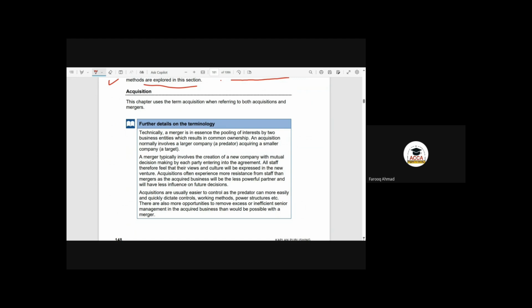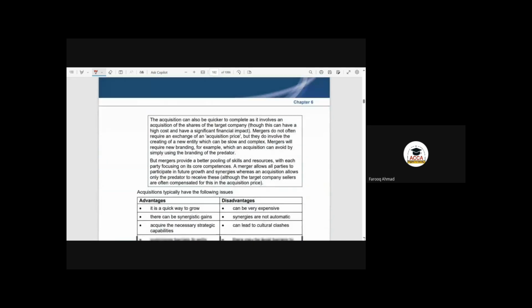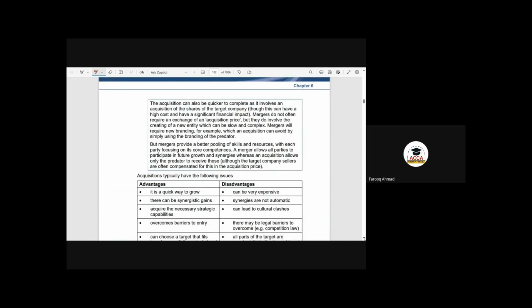It is easier for companies to acquire a running business, because if they start from the beginning, it will take time and a lot of time will be wasted. But if they acquire a running business similar to their nature of activities, it will help them save time and keep the production process smooth. Acquisition can also be quicker to complete, as it involves acquiring the shares of the target company, which can have a high cost and a significant financial impact.